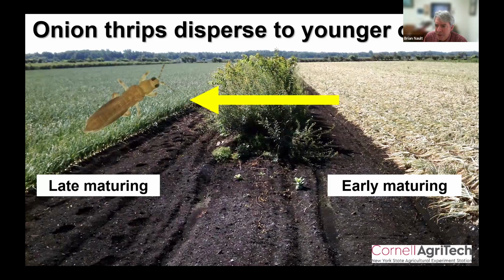Onion thrips can fly long distances, but they won't if they don't have to. They're going to go to the closest host that they can. So that's why you see these heavy edge effects in some cases, oftentimes nearest a field that's maturing.